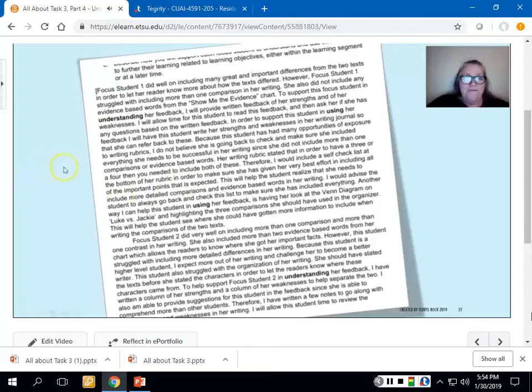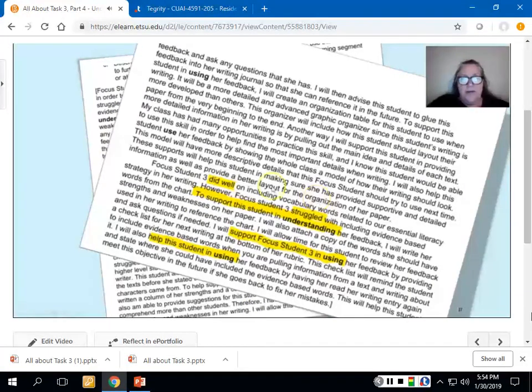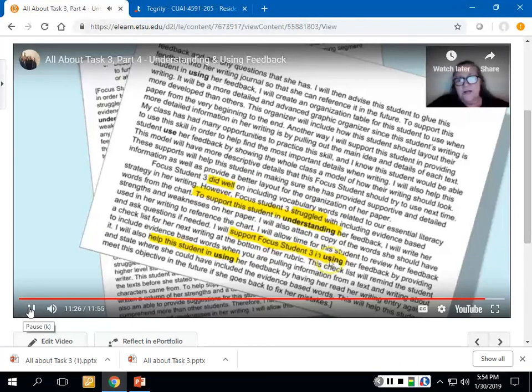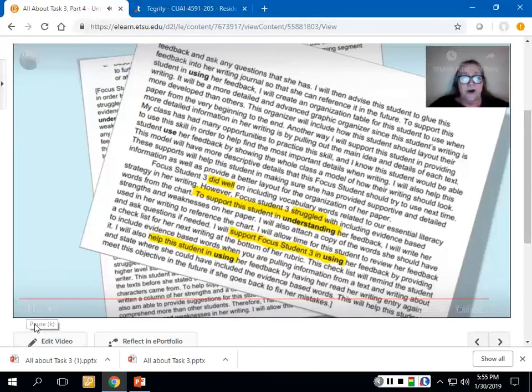But she had a paragraph for Focus Student 1, a paragraph for Focus Student 2, and all through, I didn't highlight the whole thing, but all through she's talking about what they did well on, what they struggled with, supporting them in their understanding of feedback, supporting them in using the feedback. So she uses those words from the rubrics. And that's important. She says, I will support students. I will support students. Because those words are in the rubric and they're bolded. That means they're important. Makes it real strong.